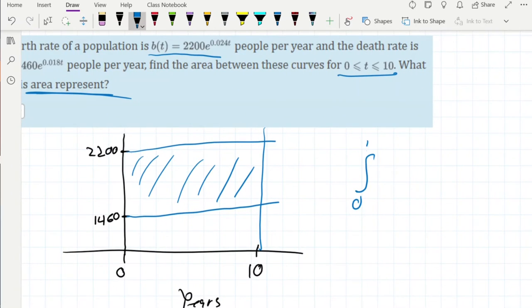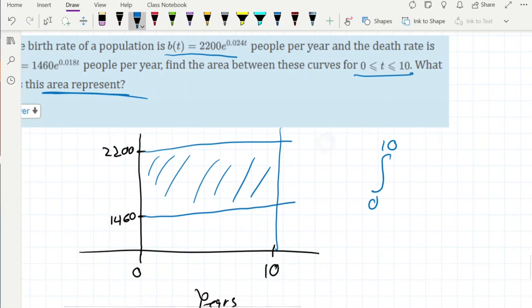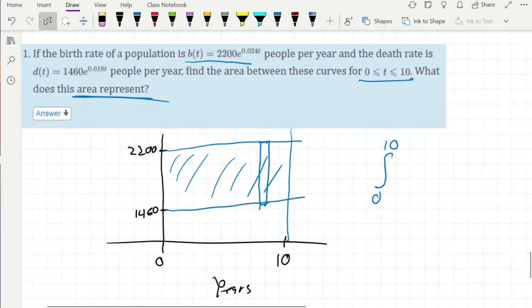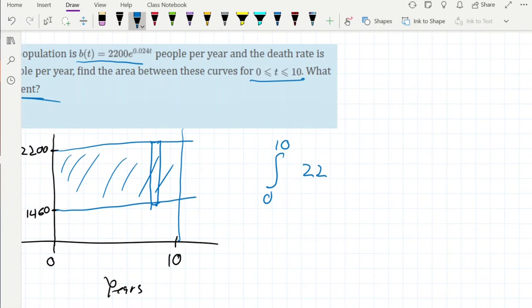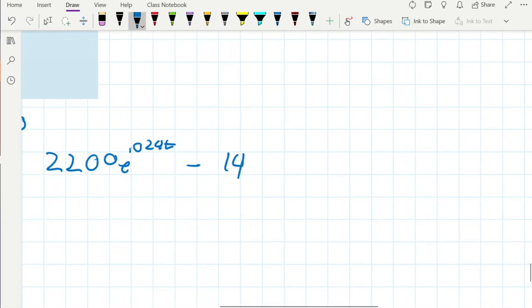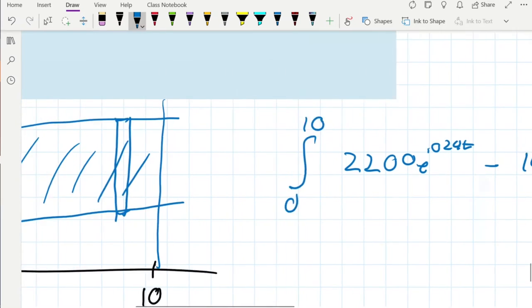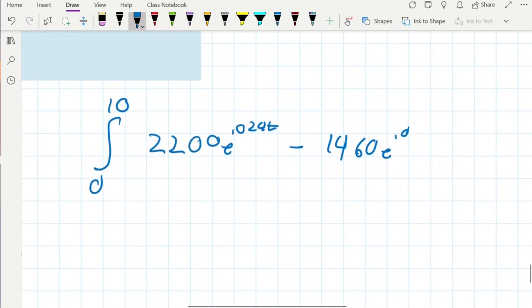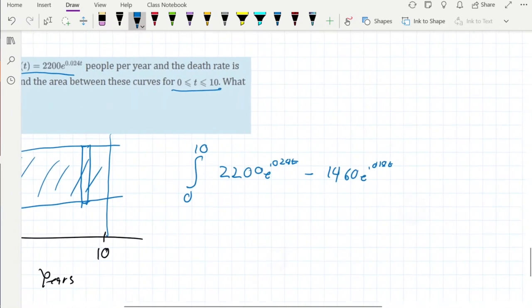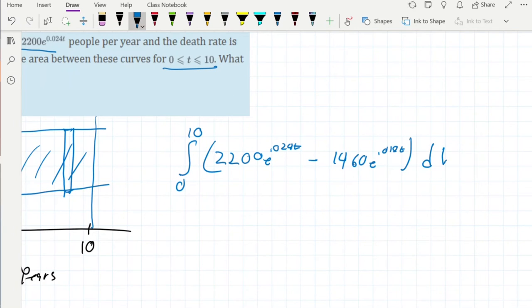the integral from 0 to 10 of the bt minus dt, as the death rate should be lower than the birth rate to begin with. So it'll be 2200 e to the 0.024 t minus 1460 e to the 0.018 t power, times dt.